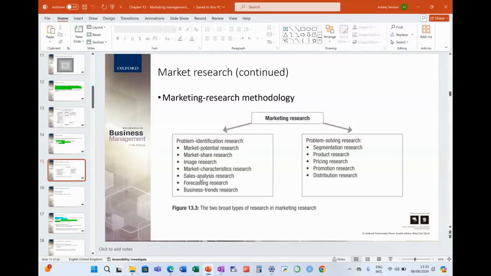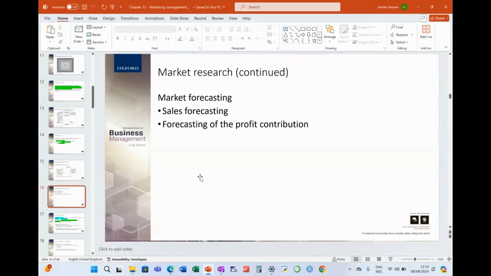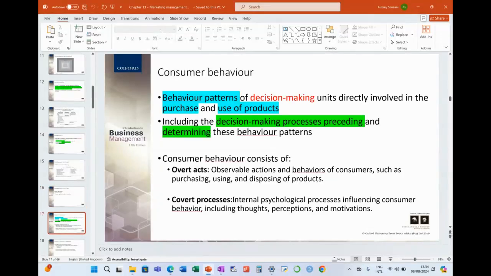Okay? So, I just wanted to contextualize this slide here in terms of the two main types of marketing research that you'll be looking at there. Then marketing forecasting sales, all right? And then forecasting the profit contribution, okay? That also is going to require research, okay?